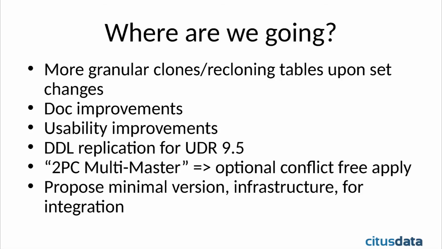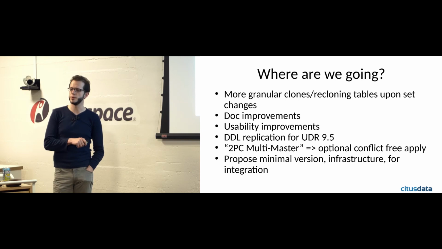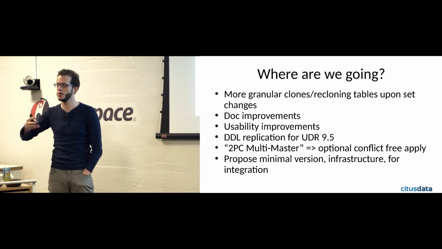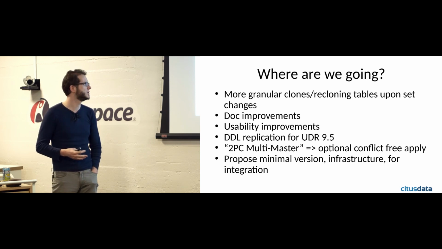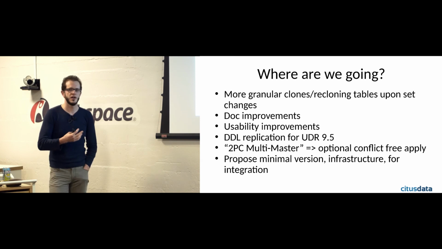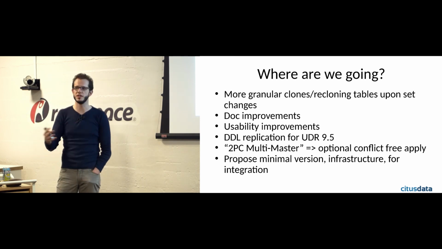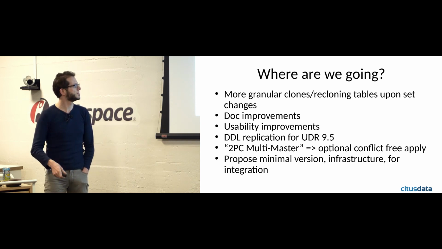So what are the upcoming things? The highest priority, I think, is that you can be more granular when cloning the data, when subscribing, so that it will only subscribe to and copy the tables that you subscribe to, and that you can resync the data when a node is added to a replication set that is not yet available on the other nodes.